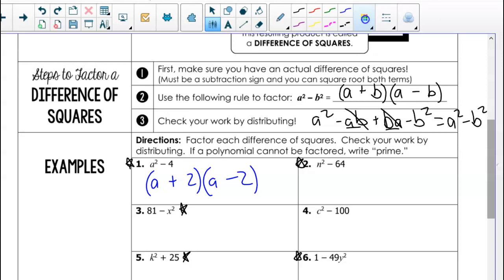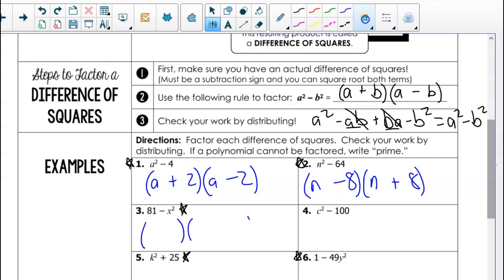For number 2, same thing. N squared, I can take the square root of it because n times n gives me n squared. 64, the square root of that is 8. So n, 8, plus, minus. Again, the order does not matter. For number 3, I have a minus. 81, the square root of that is 9. For x squared, x times x gives me x squared, so I can do that one.